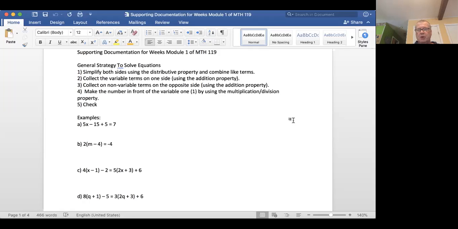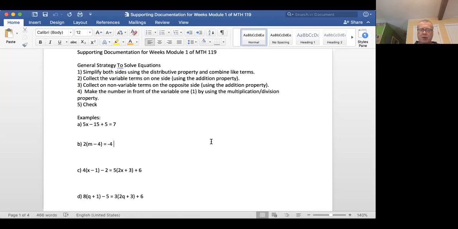Remember, distributing, you multiply through the front number with everything in the parentheses. And combining like terms, you only combine things that are exactly alike variable-wise, including the exponent. We collect the variables on one side using the addition property. That's, in other words, adding the opposite to both sides. We move the non-variable terms to the other side by using the addition property on both sides. We make sure there's a 1 in front of the variable using the multiplication or division property. And of course, we check.